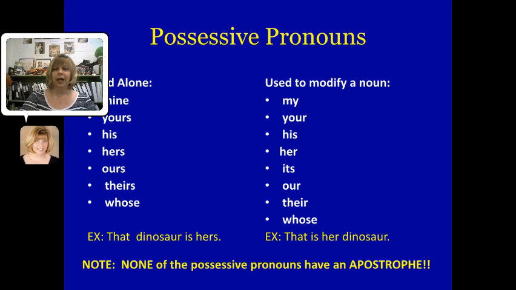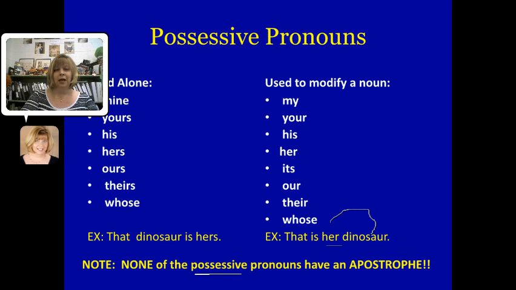as singular and plural. When you're using them to just modify a noun, you'll notice pronouns like my, your, his, her, its, our, their, and whose. For example, that dinosaur is hers. In this case, hers is just standing alone here to take the place of the name of the person to whom the dinosaur belongs, or that is her dinosaur, with her here being used to say which dinosaur it is.